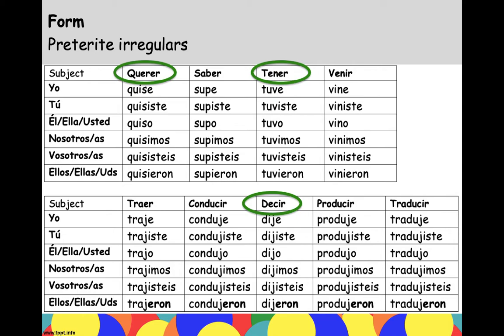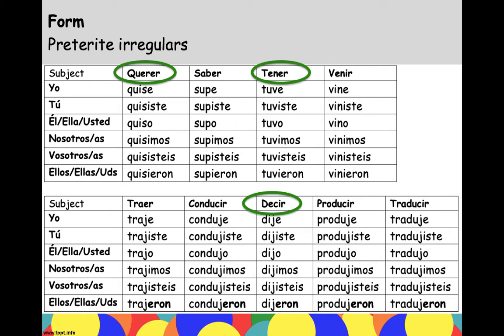So just to run through, traer is the verb to bring. So traje, I brought. Again, you're probably not going to need to know it, but it might be a good one to recognise. Conducir, to drive. Conduje, I drove, etc. Decir is probably the most important one on that row. It's the verb to say or to tell something.